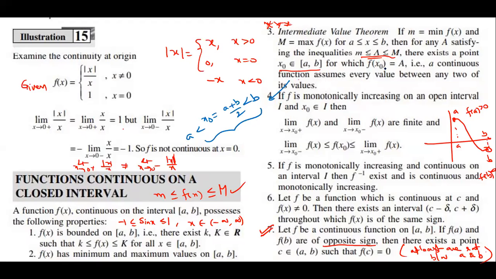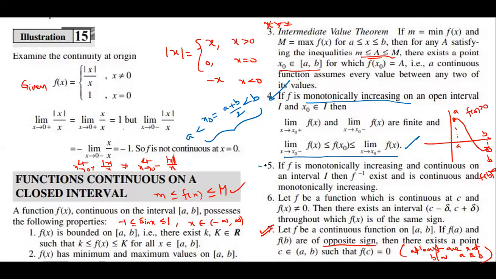Fourth one, monotonically increasing on an open interval. What is the result coming, CDS students? Left limit, right limit, both are existing, and this is the condition. f of x naught exists from 0 minus and 0 plus, that is the meaning. f of x naught is what here, existing between left continuous and right continuous, that is the meaning.